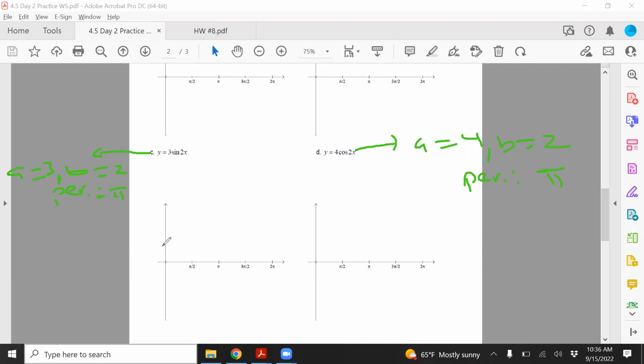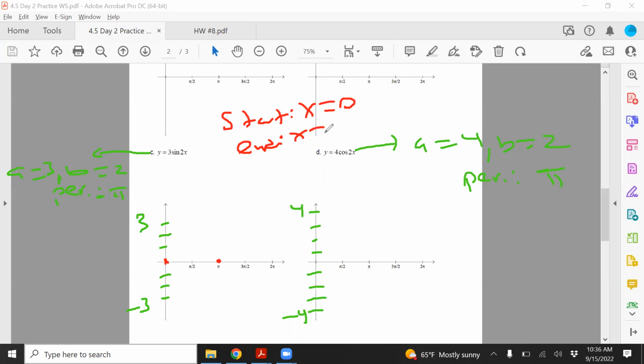So sine, we're going to start. We have 1, 2, 3. 1, 2, 3, 4. 1, 2, 3. 1, 2, 3, 4. You don't have to label the other points, the tick marks, I don't care. You start at the origin for sine. Now, the period's pi, so you're going to end here. So we're going to start at x equals 0 and end at x equals pi.